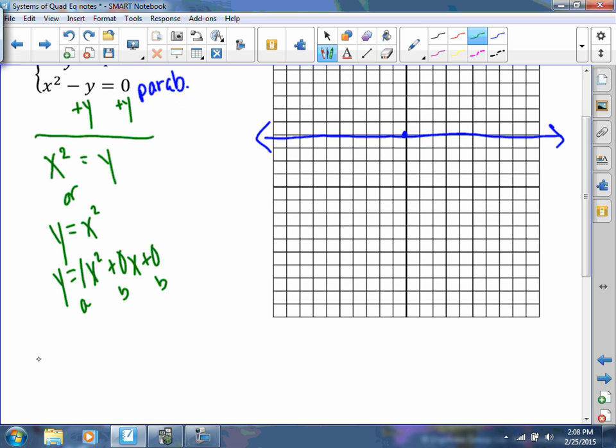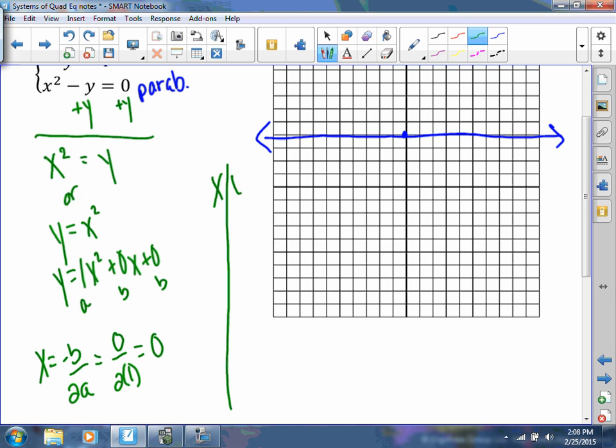Okay, so my a term is 1, b term is 0, c term is 0. If I do my negative b over 2a, that would be 0 over 2, which is just 0. So that's where I'm going to start my table of values. And I'm going to pick a couple values above it, and a couple values below it, or to the left and to the right. And again, I'm going to substitute these into my equation. Now my equation was x squared equals y. So basically I just have to square all of these. So 9, 4, 1, 0, 1, 4, 9.